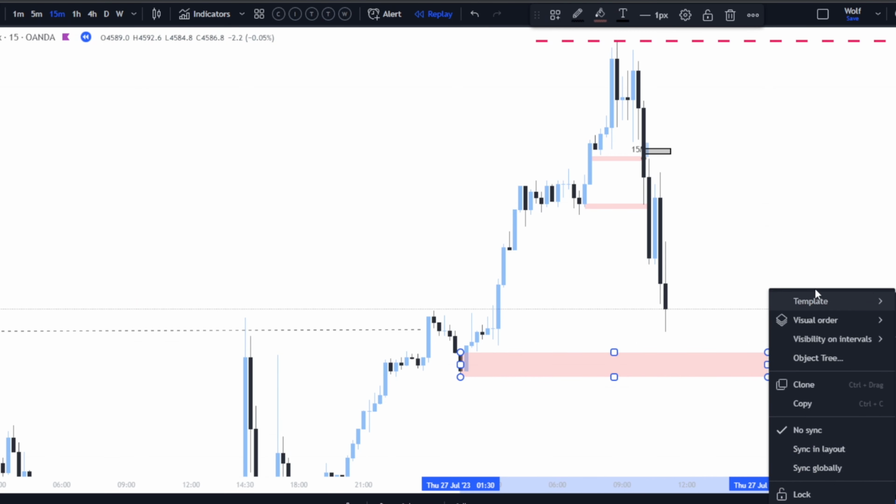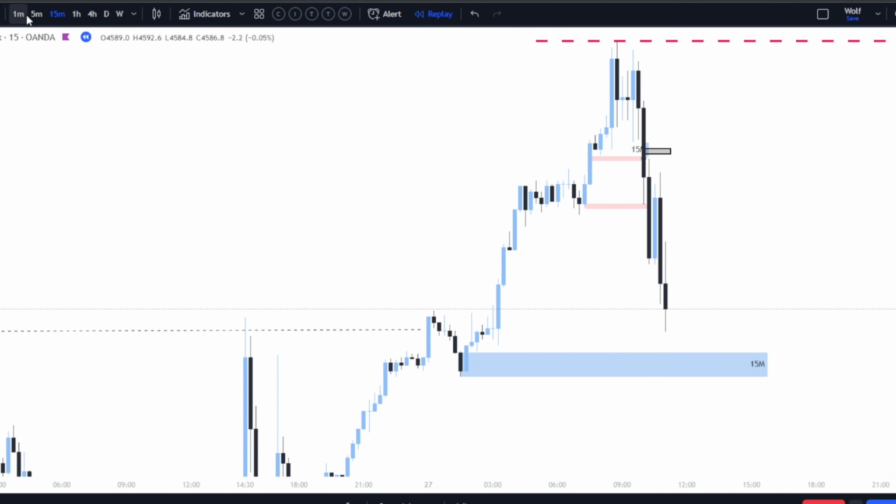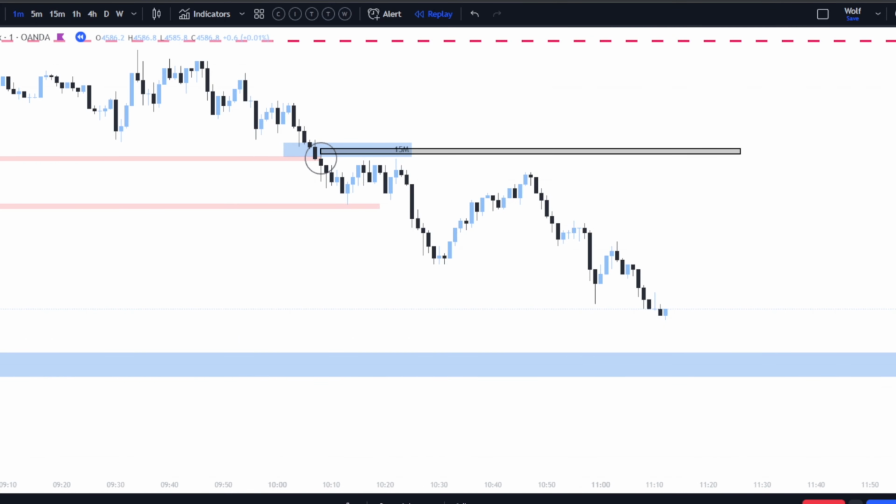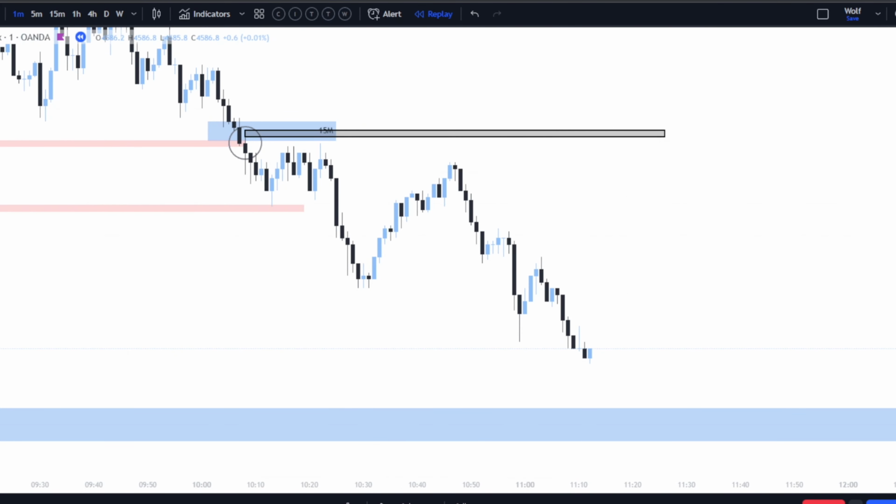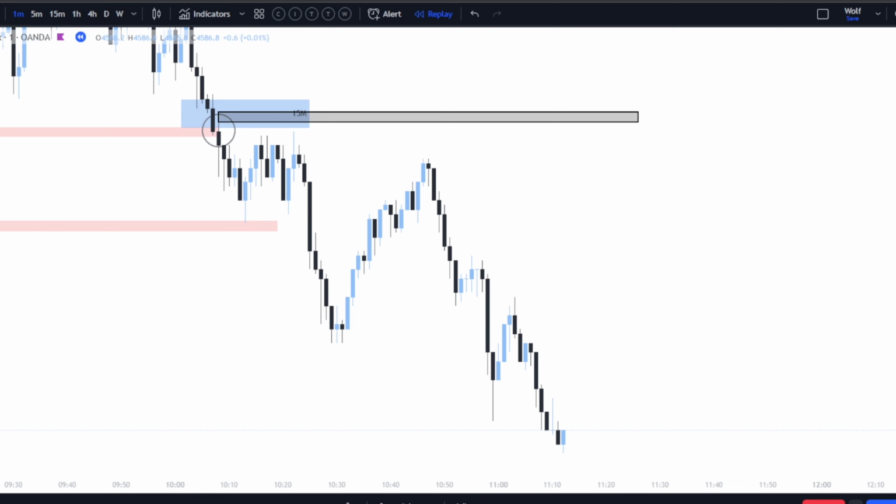So a 15-minute zone, just to have in the back of our mind, this is where we want to exit. Always have an exit plan. And at this point, I'm slowly identifying liquidity. Here we have equal highs.